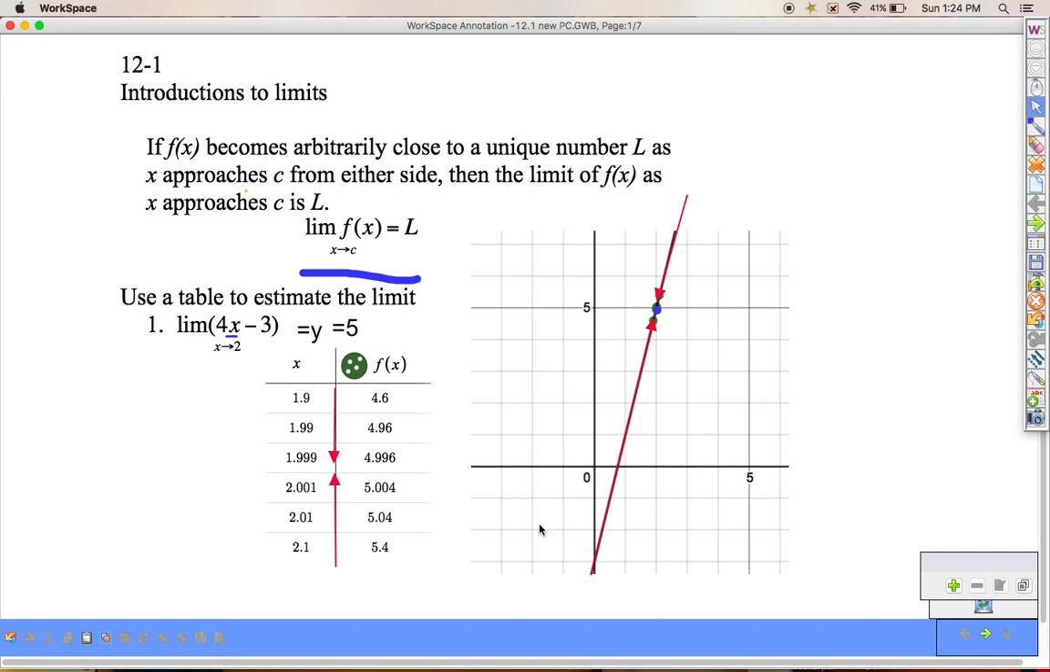Understand, it never, ever has to get to 5. It just has to get close to 5. All right, let's look at another.